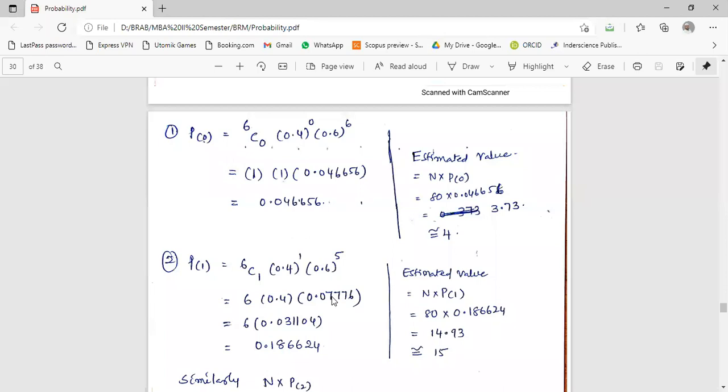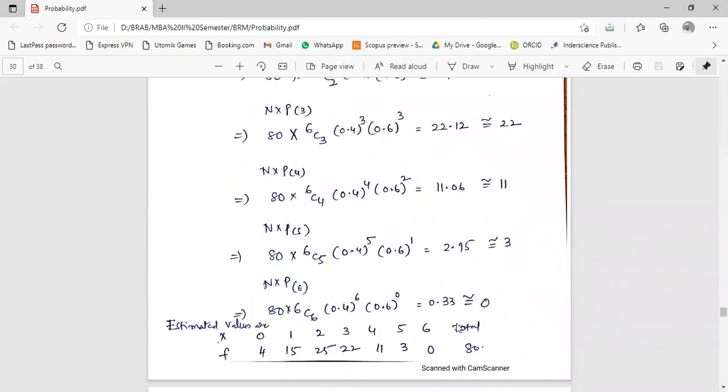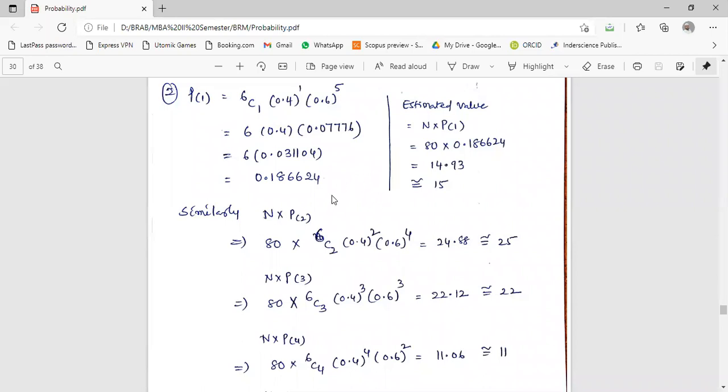So you multiply this probability with the number if you want to find the estimated value. So estimated value is equal to N into P of 1. So 80 into 0.186624 is equal to 14.93, so approximately 15 you got. Next, similarly P of 2, P of 3, P of 4, P of 5, P of 6. These values also you have to calculate in this way. I have not calculated them because you have to do it.